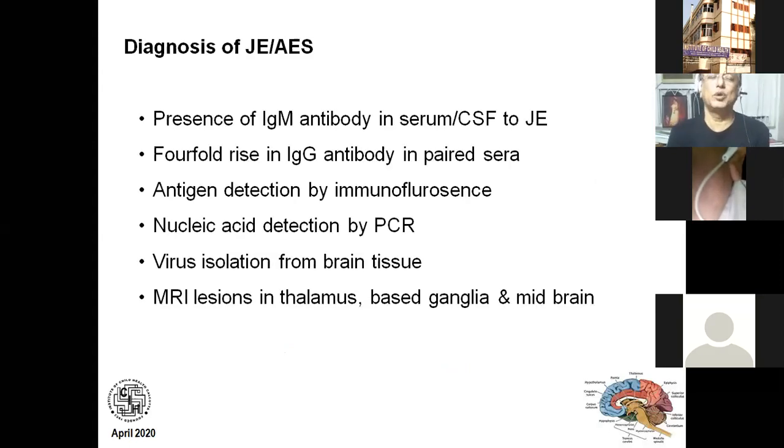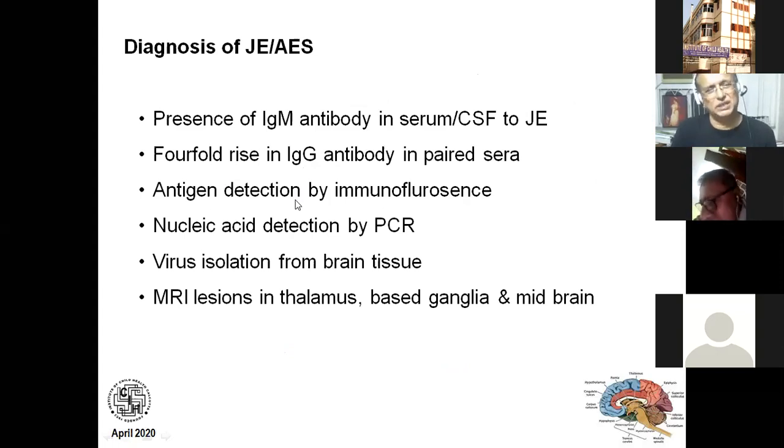We usually don't do a DNA PCR in case of Japanese encephalitis. Rather, we look for IgM antibodies in the CSF. Also, you can look for IgM antibodies in the serum. IgG antibodies we never do because it is useless, because you need to have a four-fold rise, which can be done only for theoretical or research purposes.